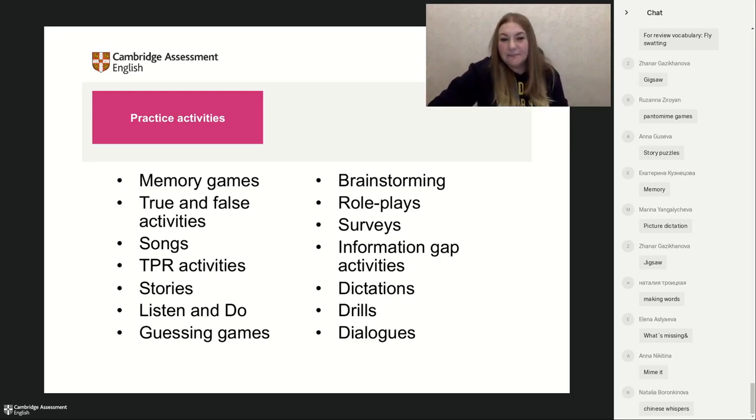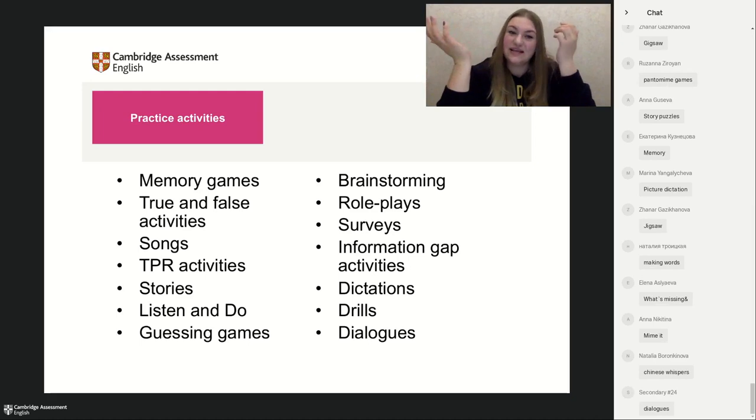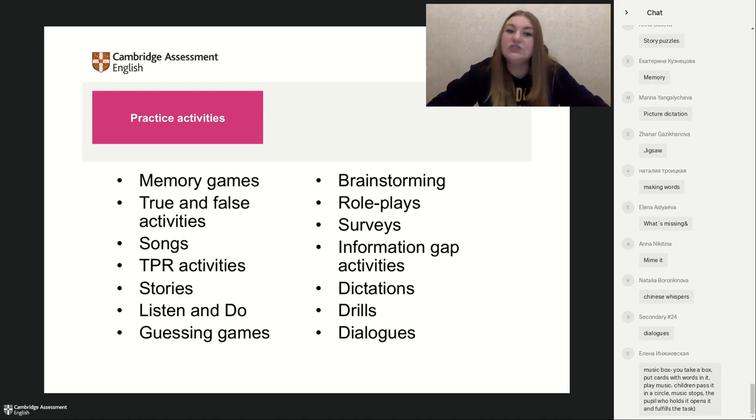We usually play memory games with flashcards. We close our eyes and sing the song, like 1, 2, 3, and they open their eyes and say what's missing, I don't know, their cat is missing. Through different songs, and it's good if you learn and sing songs with some movements, because it's easier for students to understand the language.